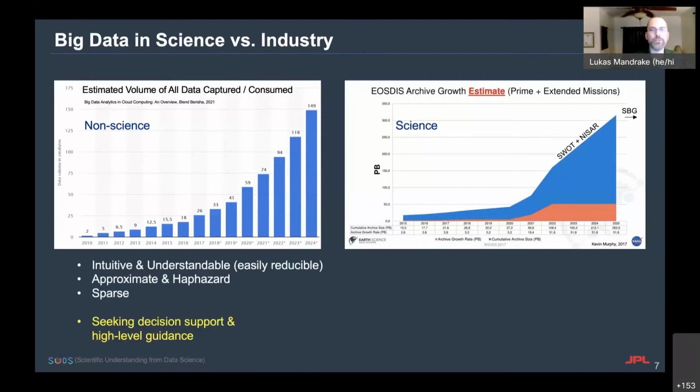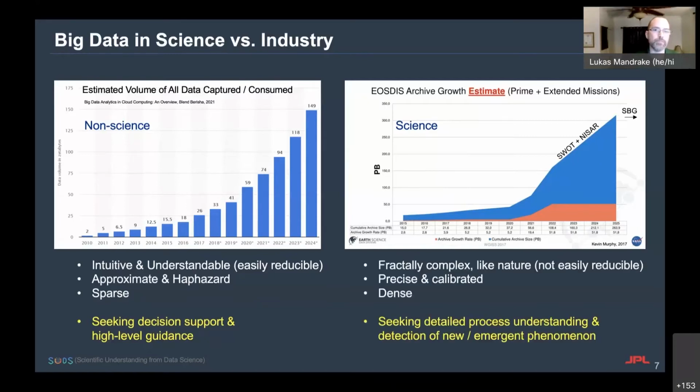Most human and industrial data is fairly intuitive. That is, it is often reducible to human understandable processes like clicks on a website, photos of a place, or emails. However, it's also often undisciplined, approximate, and haphazardly collected in time and space. The goals of analyzing this intuitive but messy data are often for general decision guidance, like which ad to put in front of you or how much to price a commodity.